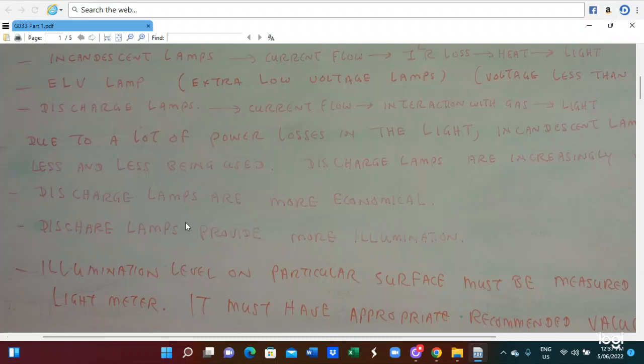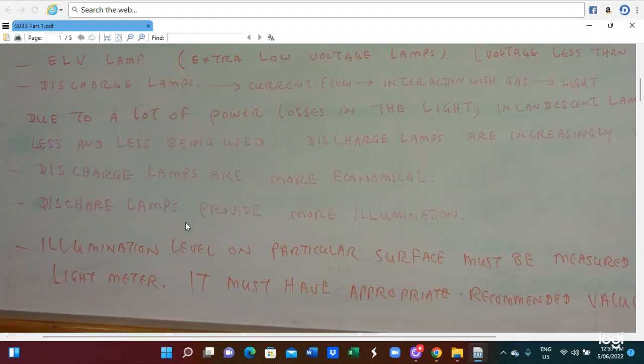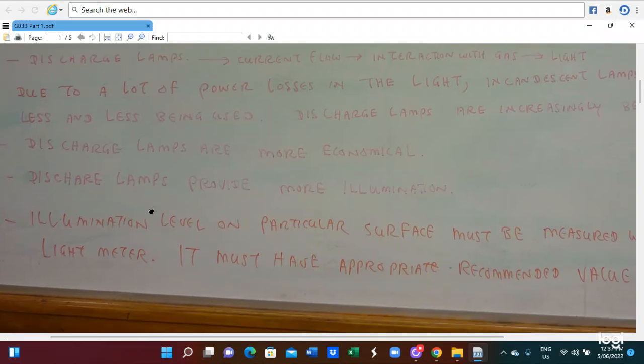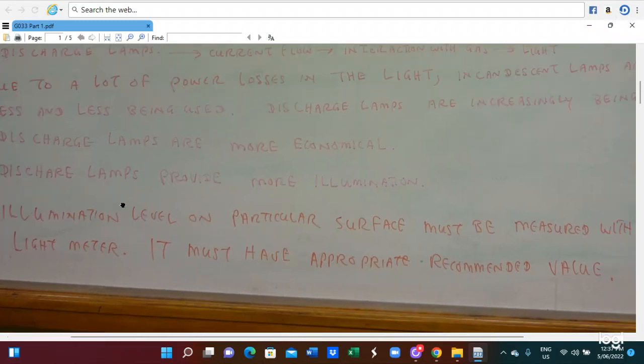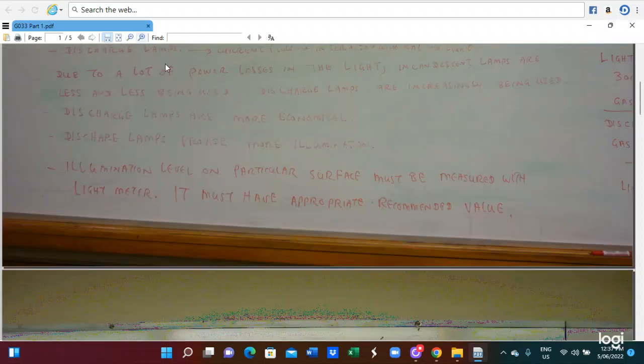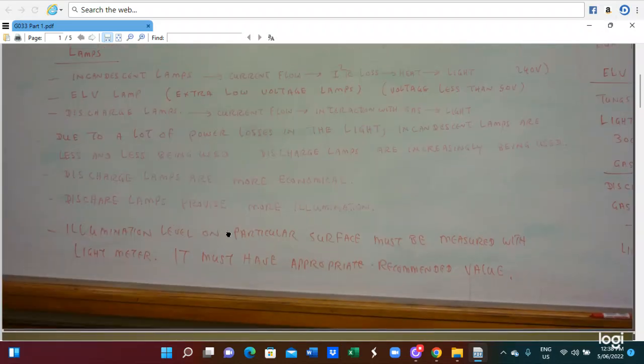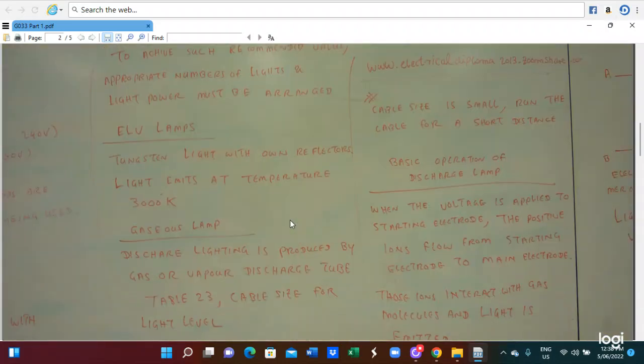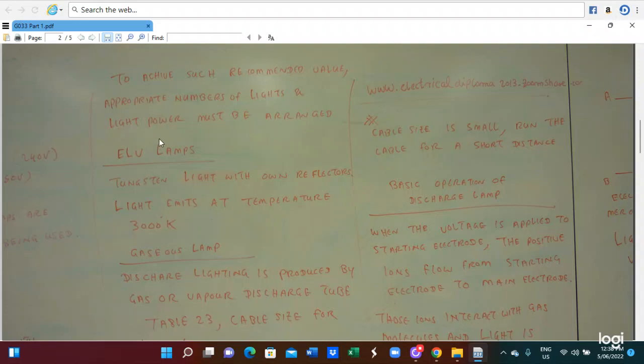Discharge lamps are the most economical. Discharge lamps also provide the most illumination. The illumination level on a particular surface must be measured with a light meter. It must have the appropriate recommended value. So this is the introduction to the lighting system. To achieve the recommended value, the appropriate number of lights and light power must be arranged.